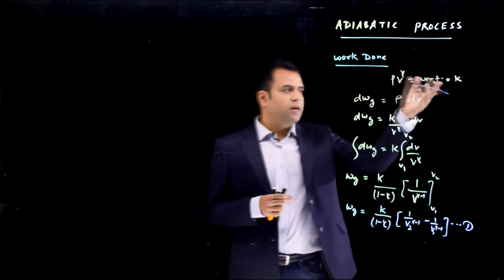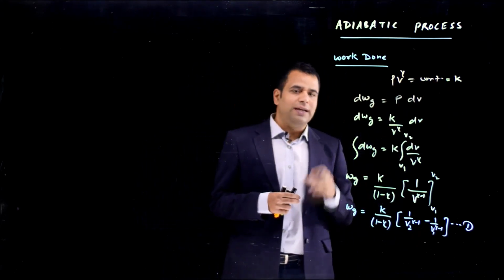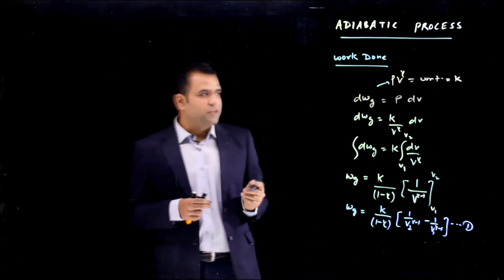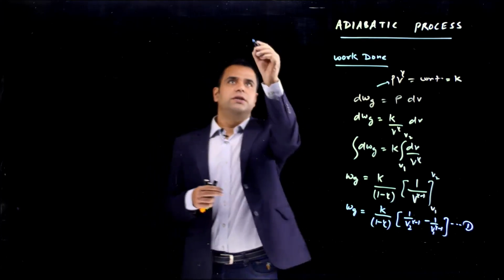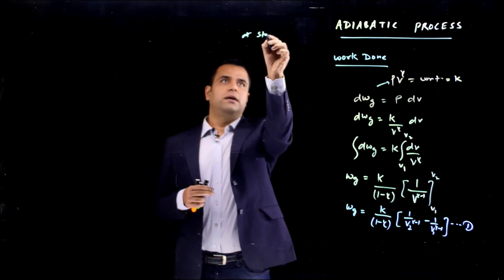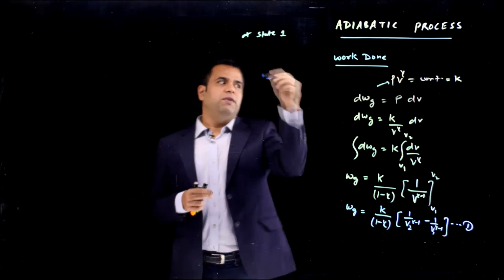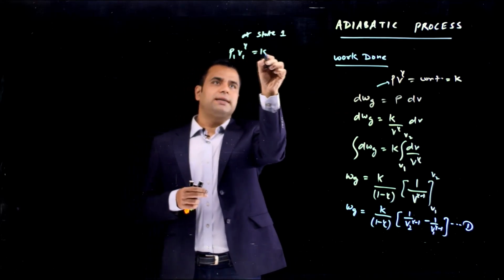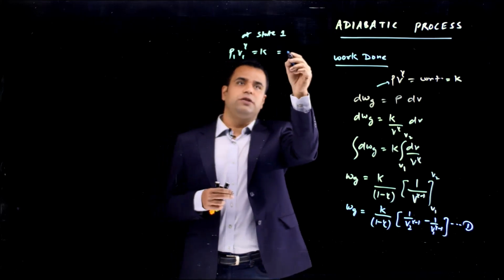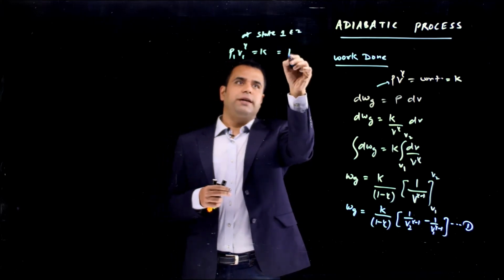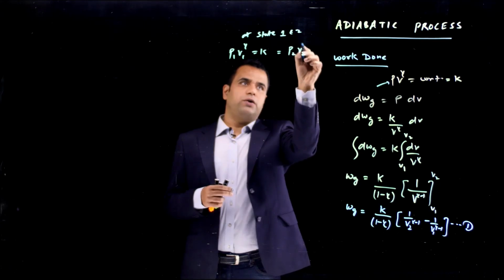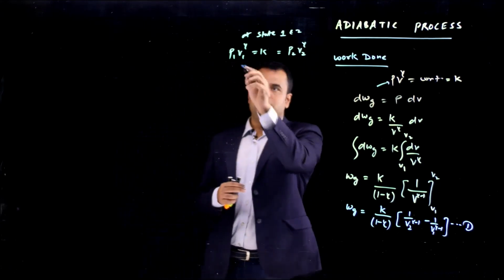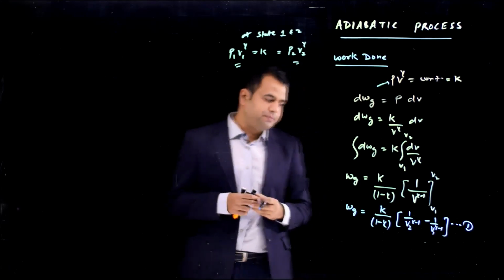So PV to the power gamma is equal to K. So what we do, let's put state 1 and state 2 in this equation. State 1, the pressure is P1 and the volume is V1. So at state 1, if I put the values, it will be P1 V1 to the power gamma is K, and that will be the same at state 2 also. It will be P2 V2 to the power gamma. Okay, and both of these values are equal to K.